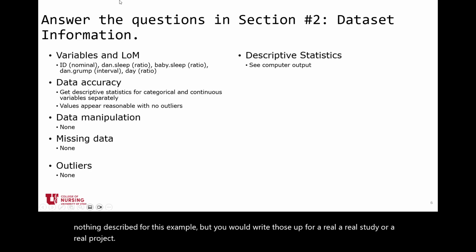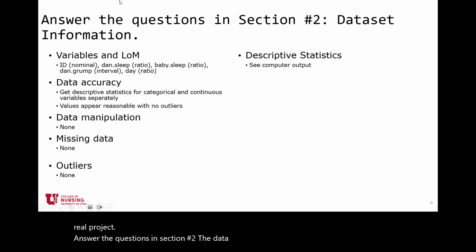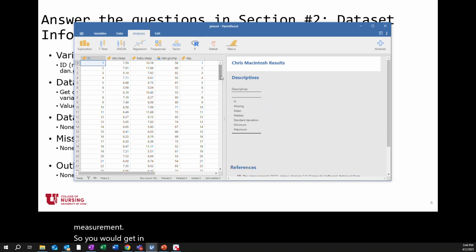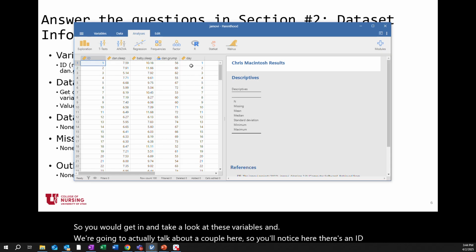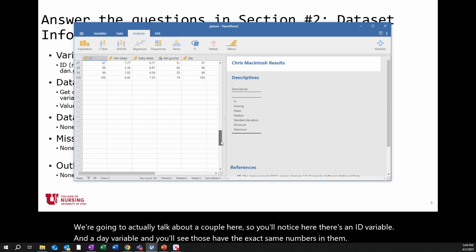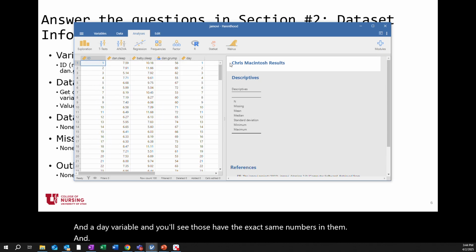Answer the questions in section number 2, the data set information. So variables and level of measurement. You would get in and take a look at these variables, and we're going to actually talk about a couple here. You'll notice here there's an ID variable and a day variable, and you'll see those have the exact same numbers in them. And you might wonder what is going on here.